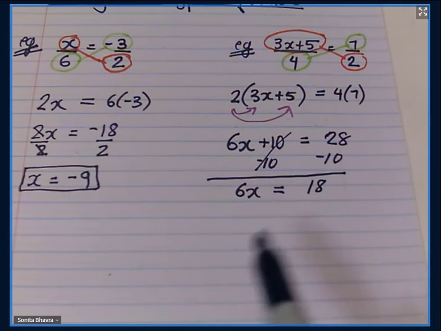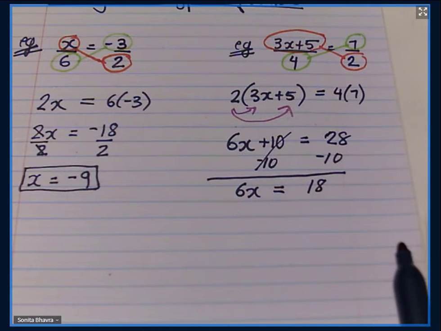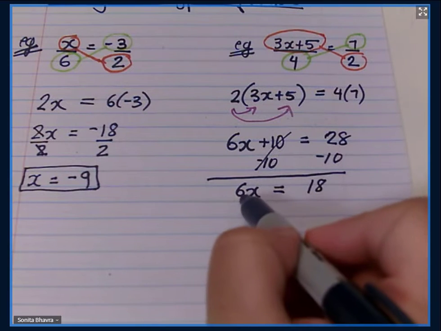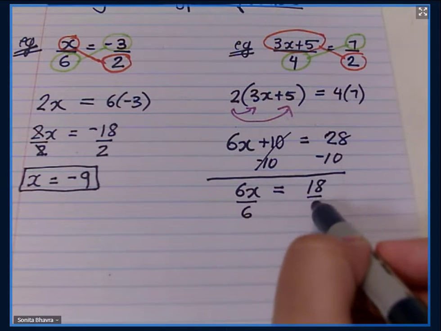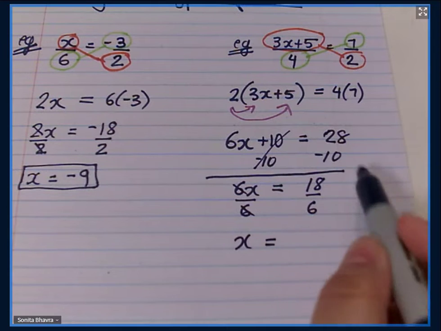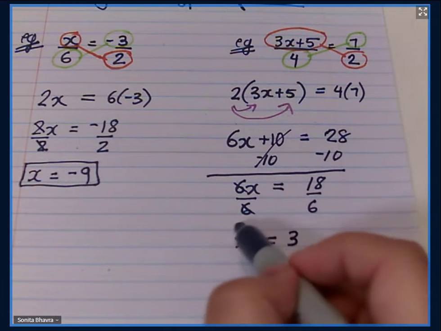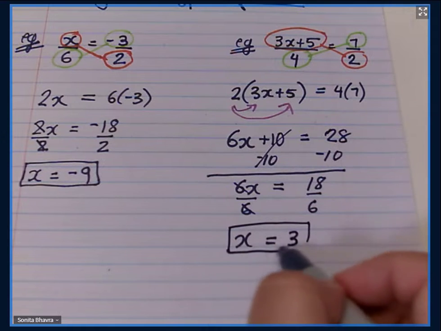Now we have 6x equals 18. It's 6 times x, so the opposite of that is to divide. We're going to divide by 6 on both sides. 6x divided by 6 gives me just x, and 18 divided by 6 is 3. So x is equal to 3.